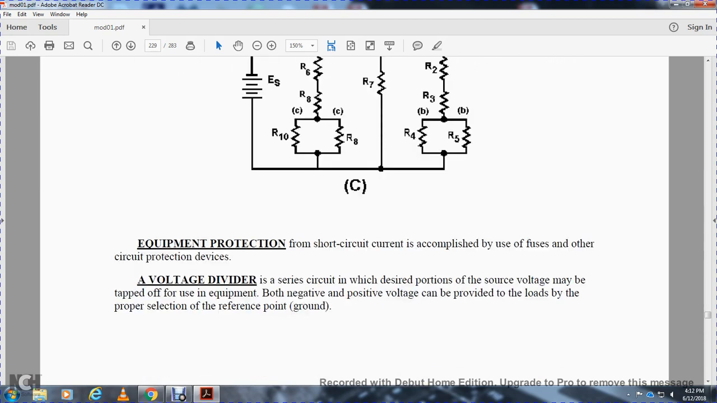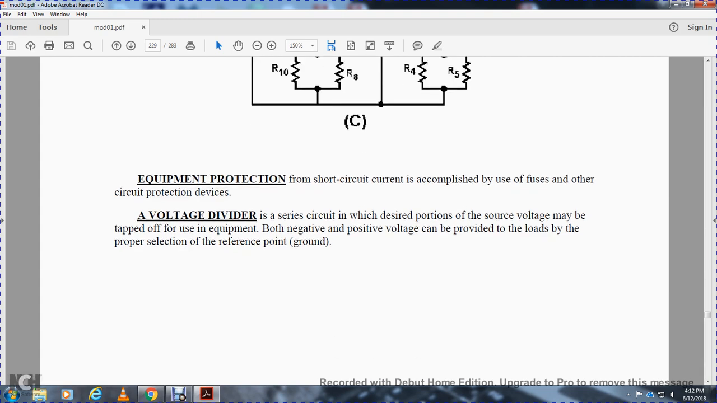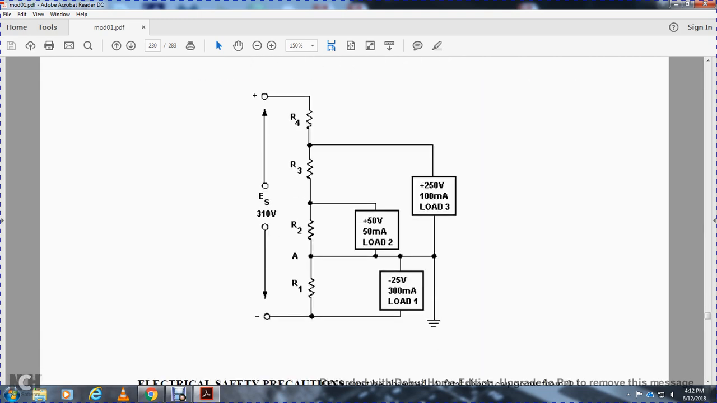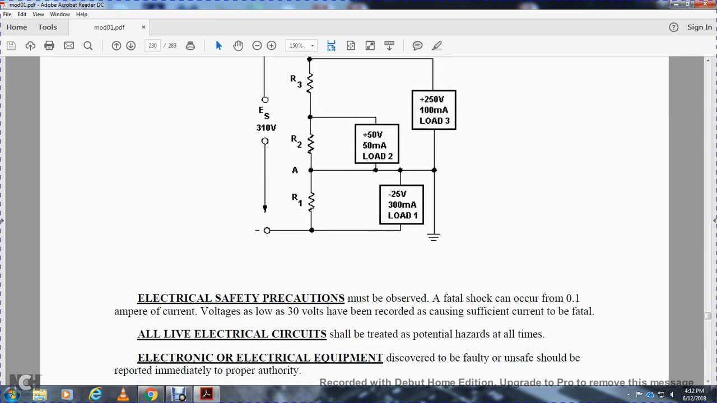Equipment is protected against short circuit current by the use of a fuse or other protection device. With a series voltage divider, the desired portion of the source voltage may be tapped off before use, and both negative and positive voltages can be drawn, provided with the loads, by a proper selection of the ground reference point. Alright, it shows the loads and the voltage of the loads, following the reference point to the ground.